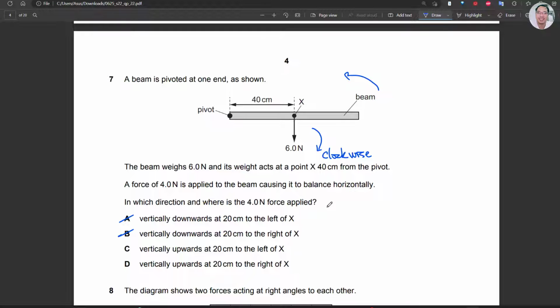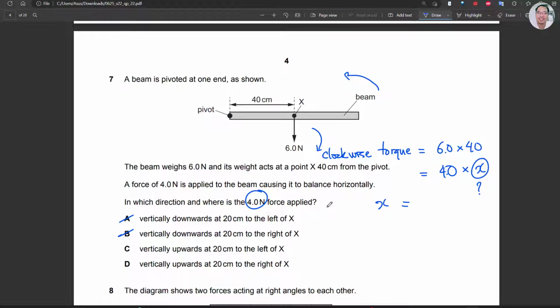I think it's the right, to X. The force is 4 N. We have the clockwise moment, which is 6 N multiplied by 40 cm. It must be equal to the anti-clockwise moment. Meaning the anti-clockwise moment must be 4 N, the force, multiplied by the distance x that we need to find. So we solve for x from this equation simply.